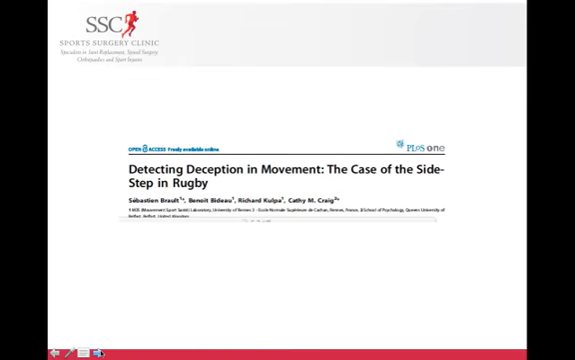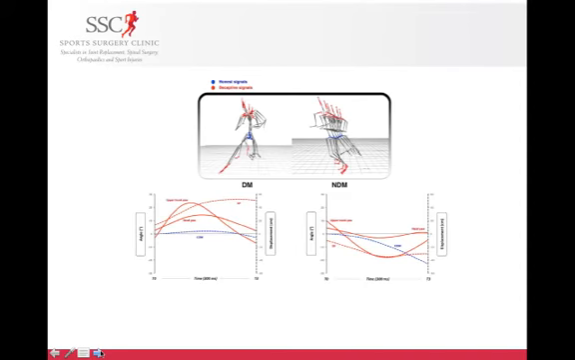And finally, just to whet your appetite, a fantastic paper in PLOS by the French team, talking about the detection of deception in movement, and the sidestep. Now, this study is relatively complicated, but what I want you to take from it is that what they found was the ability of elite players to use the feinting maneuver with their head and upper torso whilst maintaining pelvic stability and that centre of mass foot position.